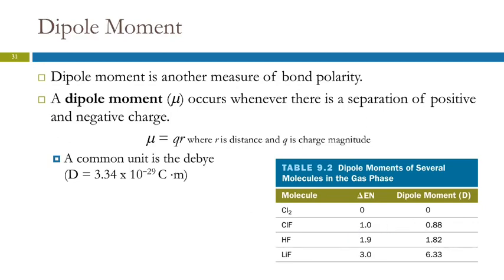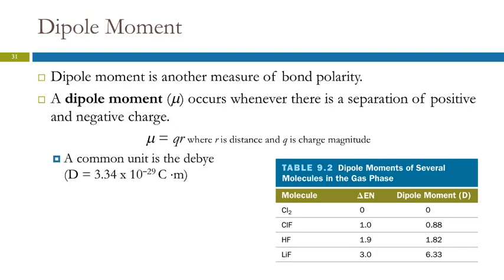The dipole moment does not equal the difference in electronegativity because there's also this R in here. So the sizes of the ions or the atoms have an effect on this. Here we've got HF and LiF. Okay, so we can look at the numbers.